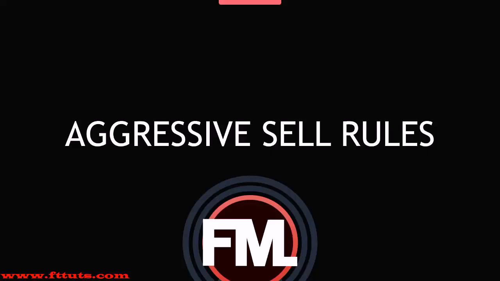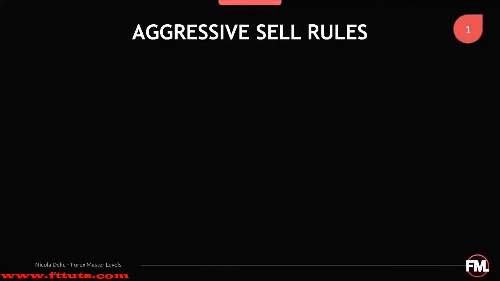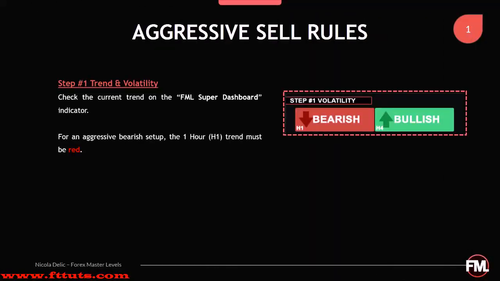Aggressive sell rules. Step 1. Trend and volatility. Check the current trend on the FML Super Dashboard indicator.